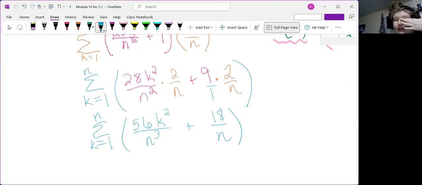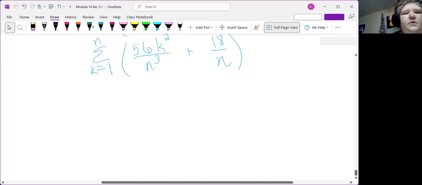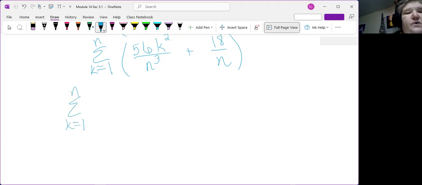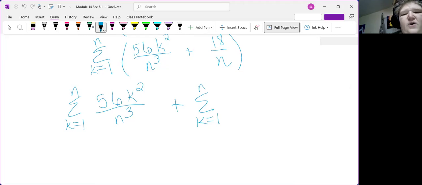All right. Now our sigma notation is a shorthand for adding a whole bunch. Well, here I've got two things being added. So sigma can distribute across the addition. So I can view this as two separate sigmas. So I'm going to have my first one, the crazy 56k squared over n cubed, plus my easier to look at 18 over n.